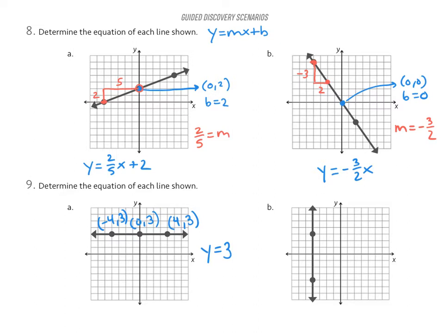Part B. This is a vertical line, and as you might guess from the previous one, anywhere we stop on this line, the x value is always the same. This point is negative 4, 0. This point is negative 4, 3. This point is negative 4, negative 4. Every point on this line has the same x value. X is always equal to negative 4. And a vertical line's equation is always going to be x equals a number because the x value is the same at every point on a vertical line.